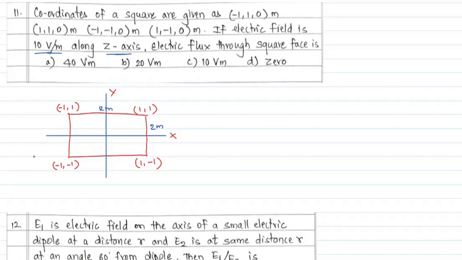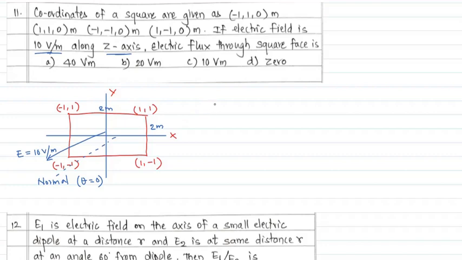Now, E is acting along the z axis, that is, 10 volt per meter. Now if you draw the normal to this surface, the normal will also be along the z axis, so you have theta equal to 0.